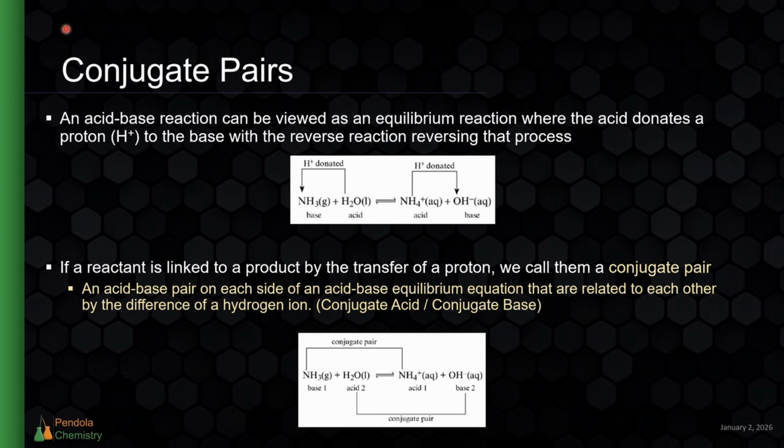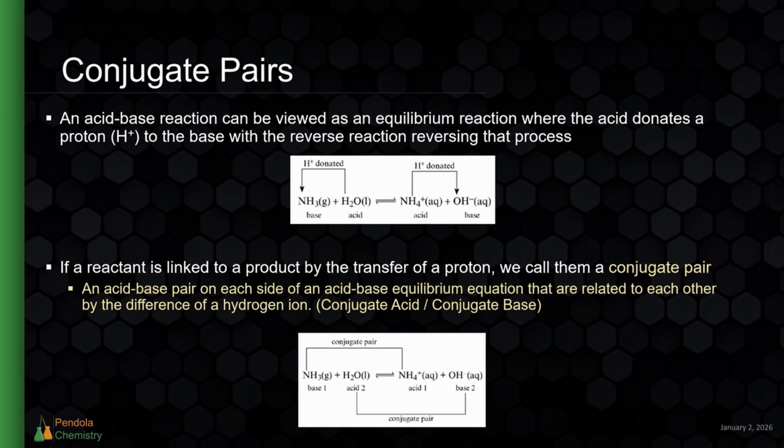So what is a conjugate acid-base pair? When we refer to a conjugate pair in an acid-base reaction, we mean an acid-base pair on each side of the reaction, meaning one on the reactant side and one on the product side, where the two compounds are related by the difference of a hydrogen ion. That's going to give us the conjugate pair, which is going to consist of a conjugate acid and a conjugate base. So let's look at this a little better. Let's say we have the reaction of ammonia with water, which we have here.